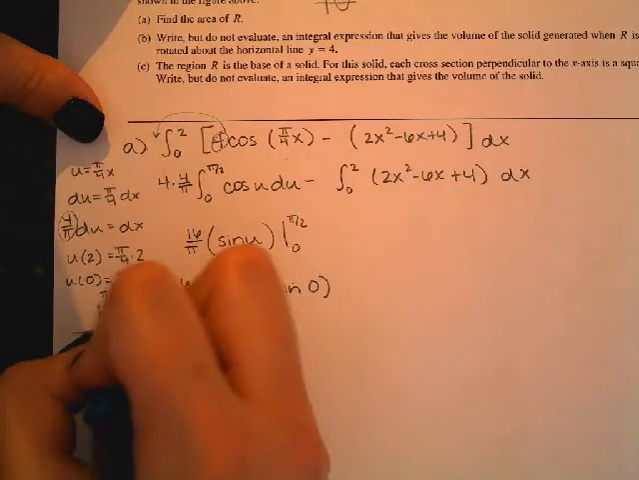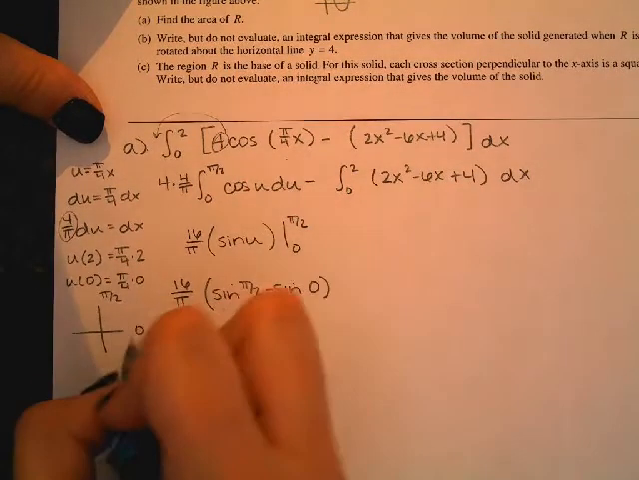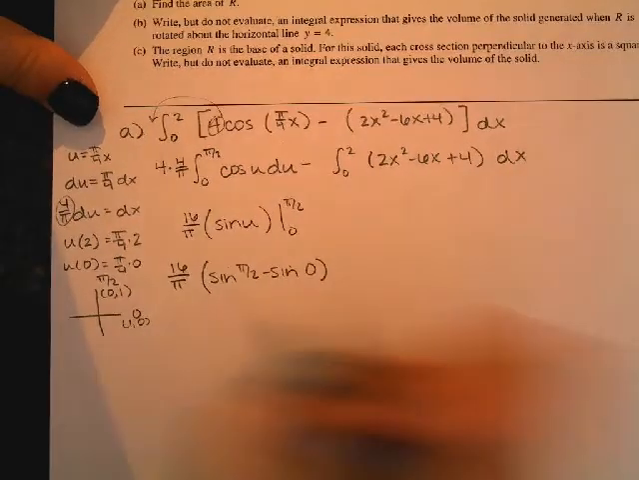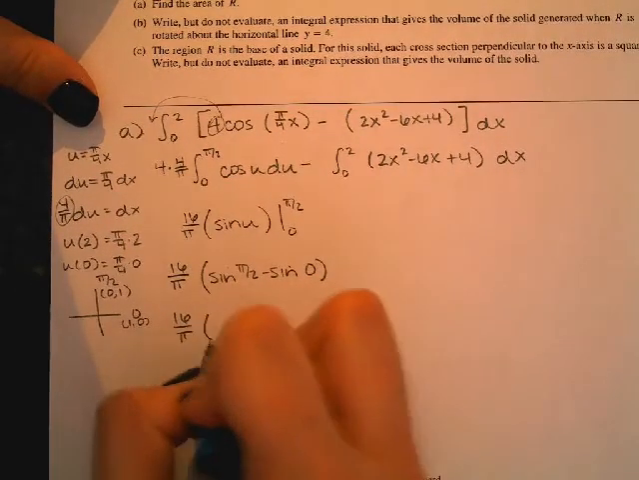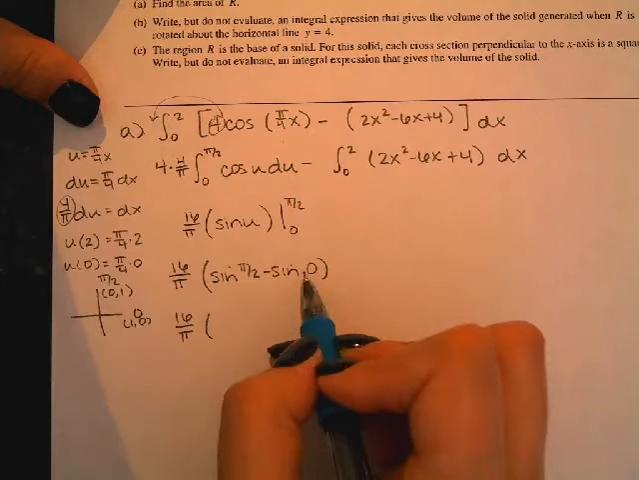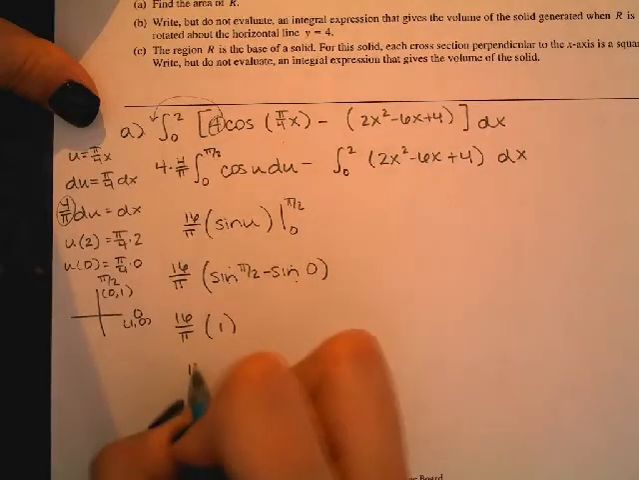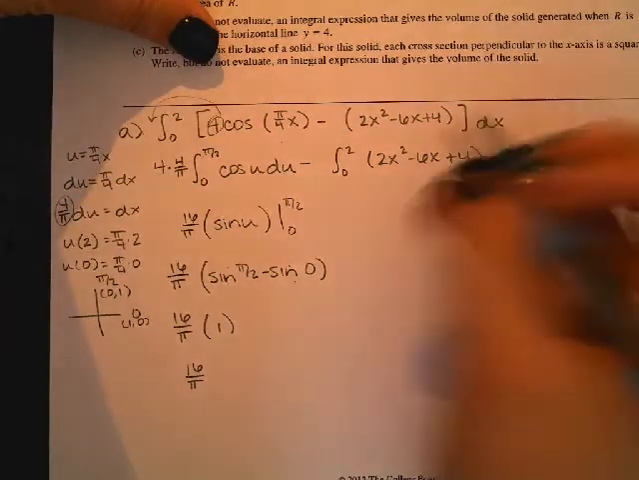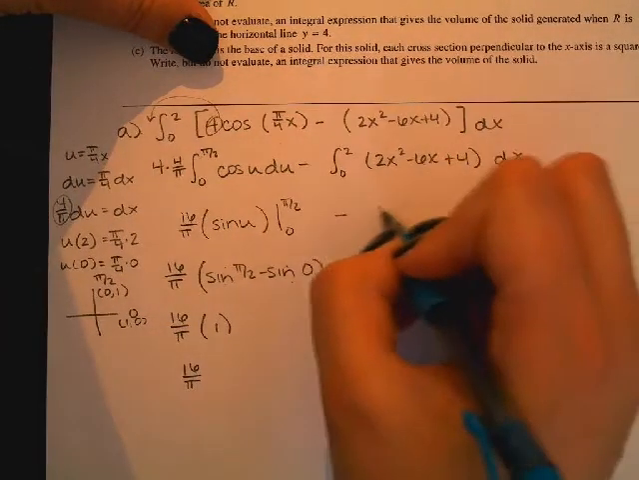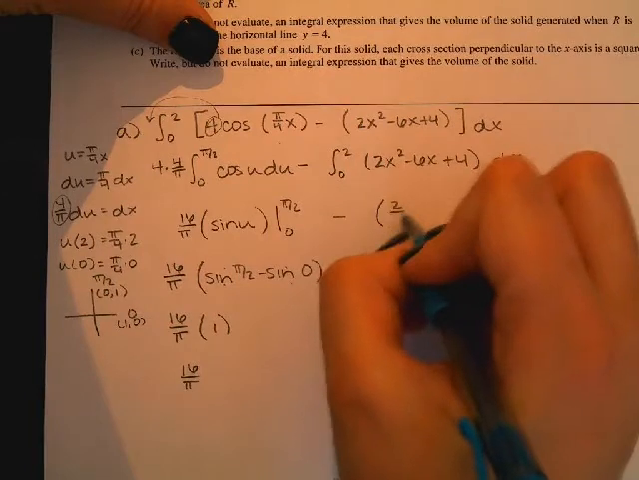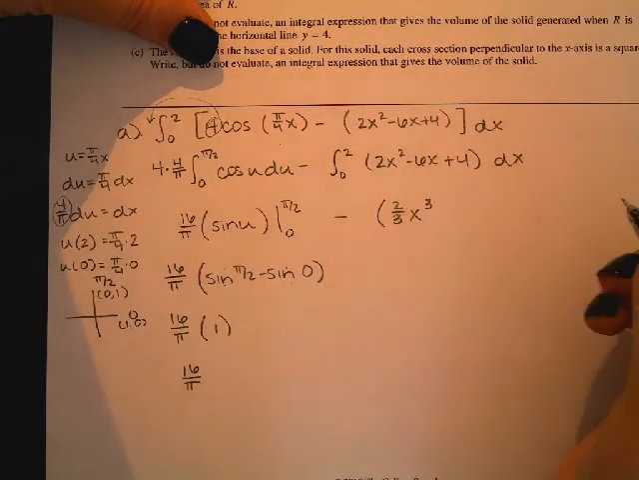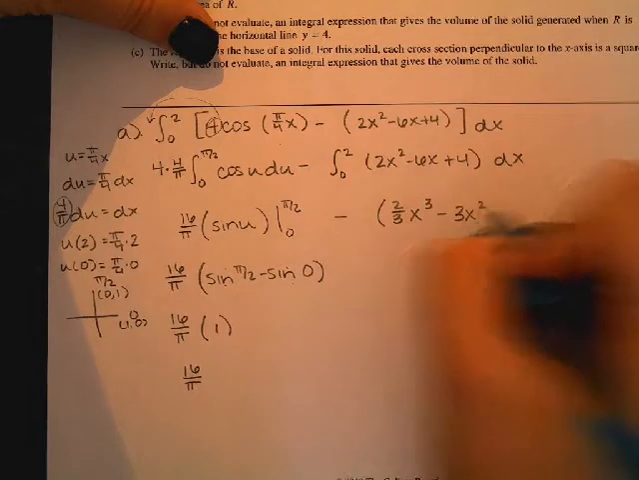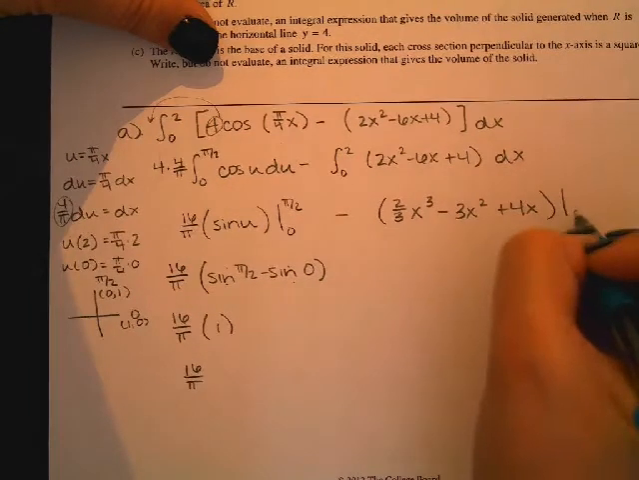Pi halves is up here, 0 is over there. So we've got 1, 0, 0, 1. So we've got 16 over pi, and then that's 1. 1 minus 0 is 1. So we got 16 over pi. Okay. Over here on this side, we've got 2/3 x to the third, 6 divided by 2 is 3, minus 3x squared plus 4x evaluated from 0 to 2.